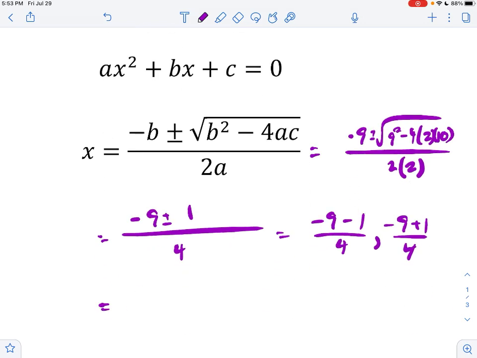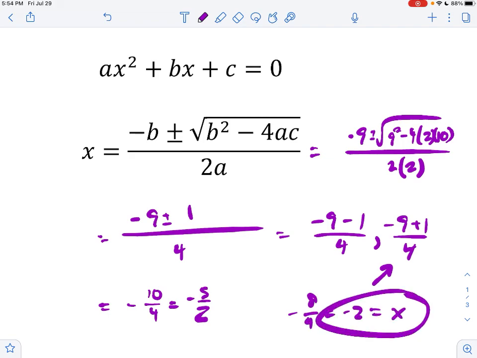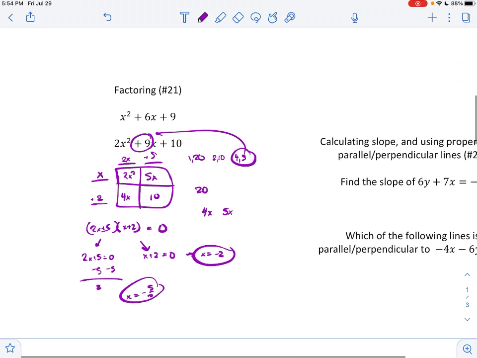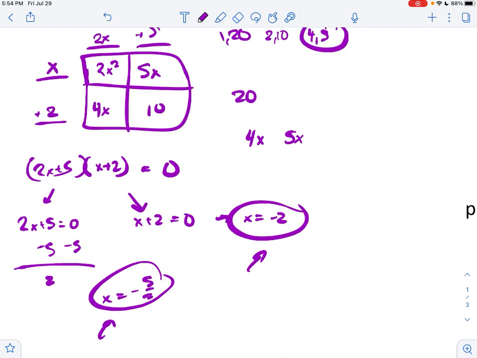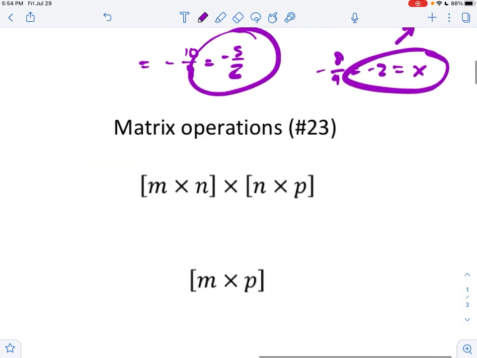What do those reduce to? -10 over 4, which is equal to -5/2, as I got down below. And this reduces to -8 over 4, which is equal to -2, so x equals -2. And those are actually the exact same values I got down here. Okay, so the quadratic formula and the box method go hand in hand. You should get the same answer.